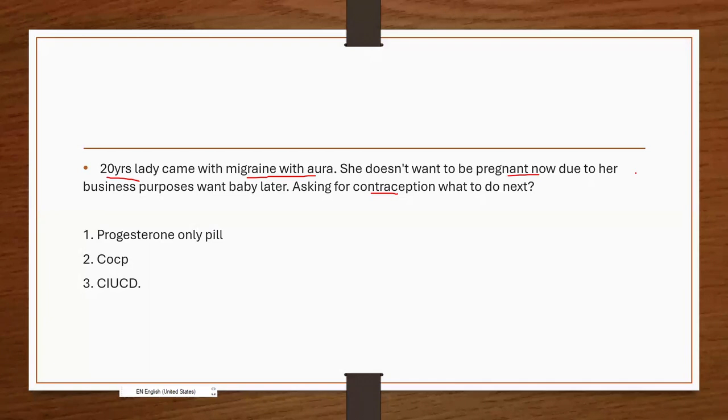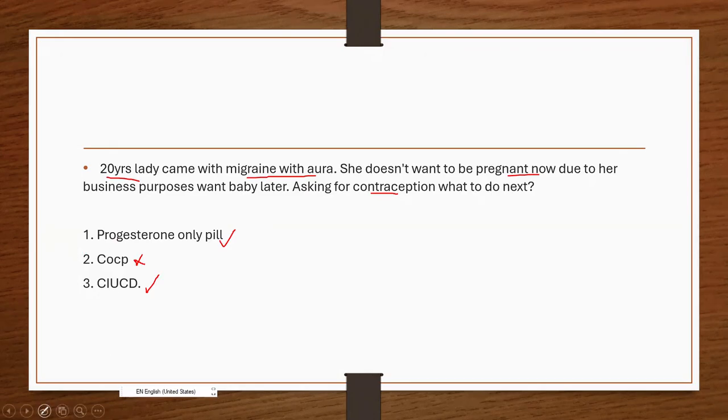The best thing would be copper IUCD. You can use it without any problem. Even progesterone only pill you can use. So I saw somebody has also mentioned like that. Both answer 1 and answer 3 are correct. Combined oral contraceptive you can't use because of estrogen. Okay. So how do you decide between 1 and 3?